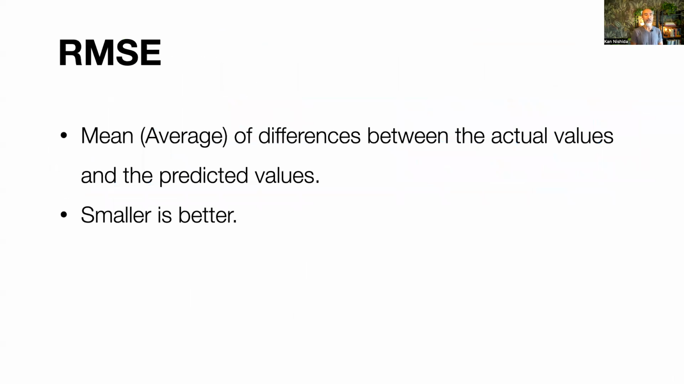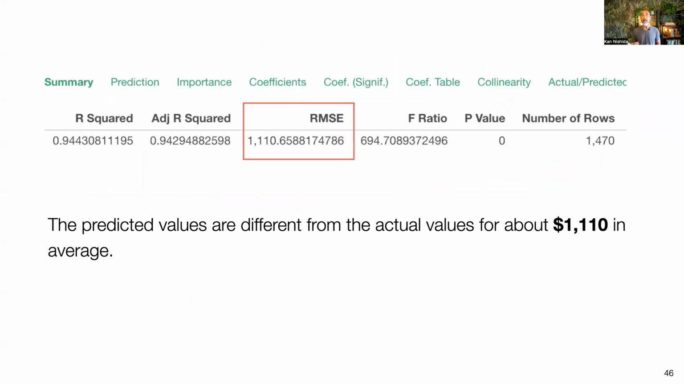RMSE can also often be used for evaluating machine learning models or statistical learning models. It's really a mean of differences between the actual values and the predicted values. So smaller is better, and there's no range. This is really the average of the difference. In the last case, we are looking at salary or income, so that means the average salary difference.